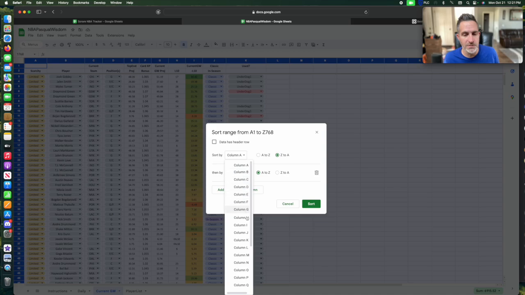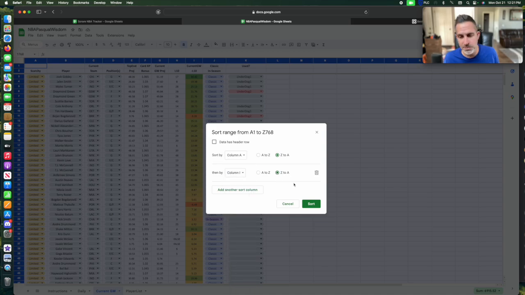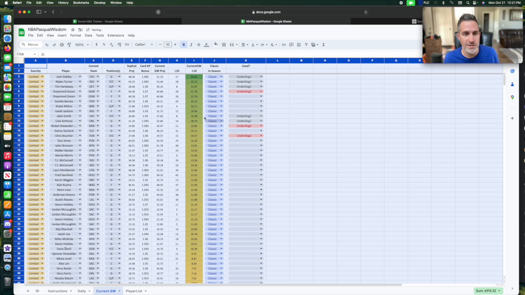Column I is your value metric, and I just play Underdog, so I'm always looking for value. If you want to sort by top end projection, figure out who your MVP should be, you can sort by column E. So column I, Z to A, or column E, Z to A, whichever you want. Just make sure you have everything selected, and then it'll put your top plays at the top so you can start to make your lineups.